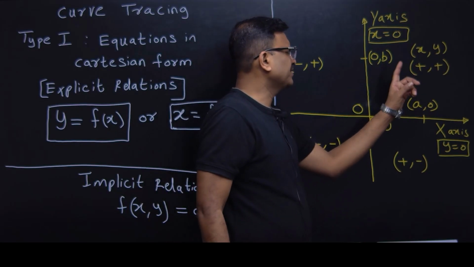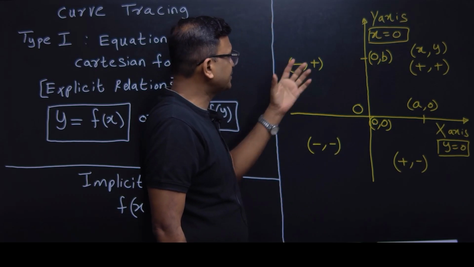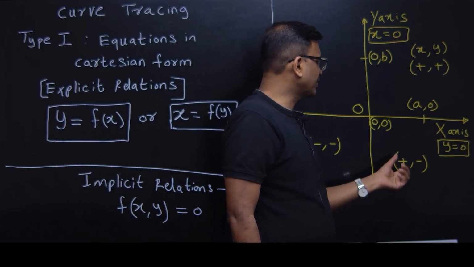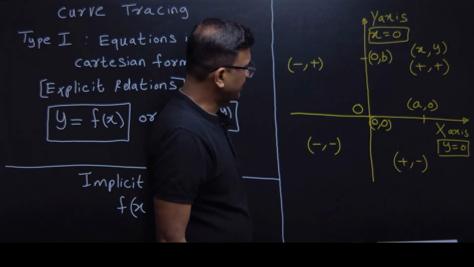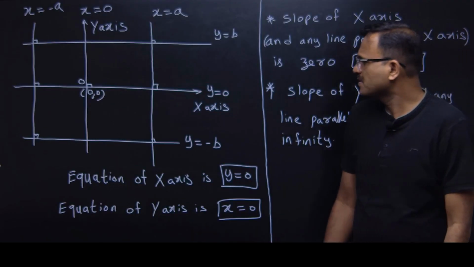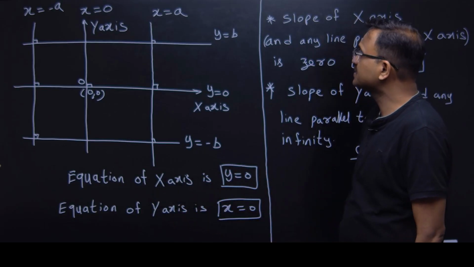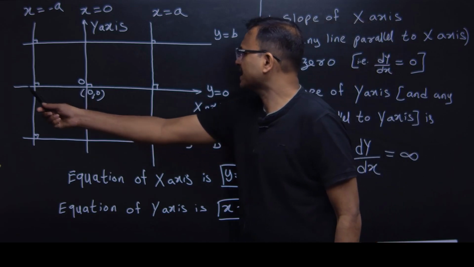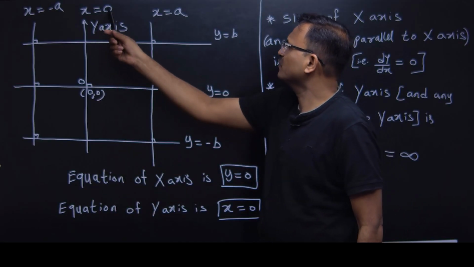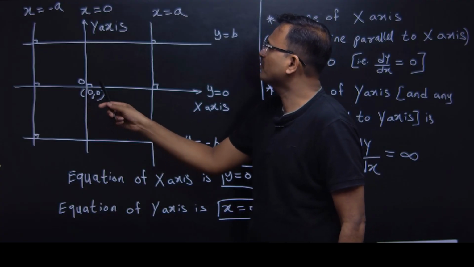In the first quadrant both x and y coordinates are positive. In the second quadrant x is negative, y is positive. In the third quadrant both x and y are negative. In the fourth quadrant x is positive, y is negative. Equation of x-axis is y is 0, equation of y-axis is x is 0. This is our x-axis, equation of that is y is 0. This is our y-axis, equation of y-axis we know is x is 0. Intersection of these two axes is the origin 0 comma 0.